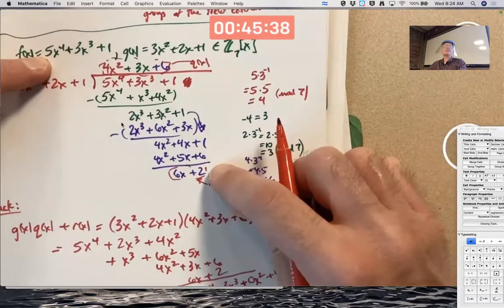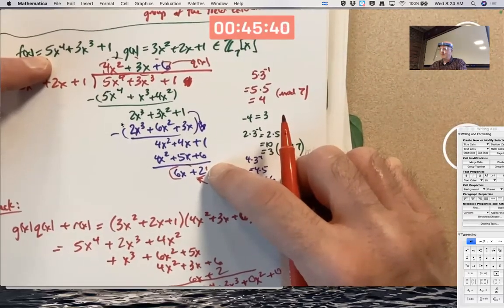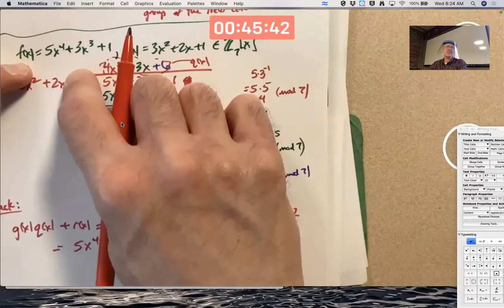Since the remainder is non-zero, g of x does not divide f of x in this ring.